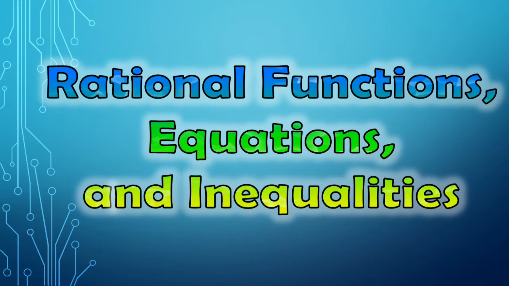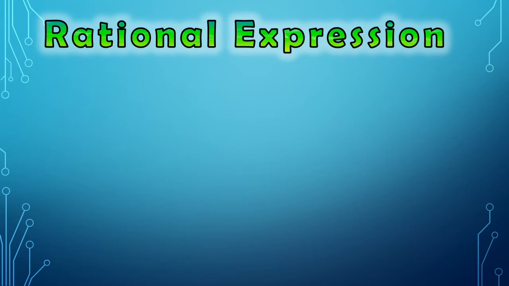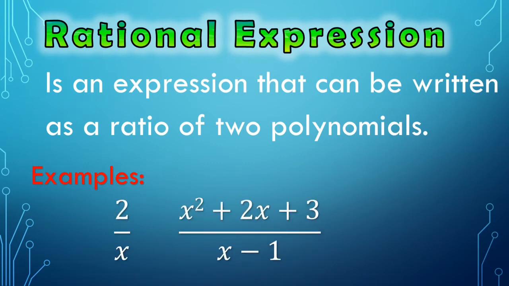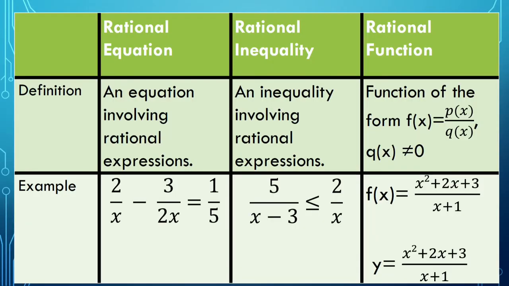Now we proceed to rational functions, equations, and inequalities. A rational expression is an expression that can be written as a ratio of two polynomials. Here's a table that gives the definition and example for rational equation, rational inequality, and rational function. A rational equation is an equation involving rational expressions. Example, 2 over x minus 3 over 2x is equal to 1/5.